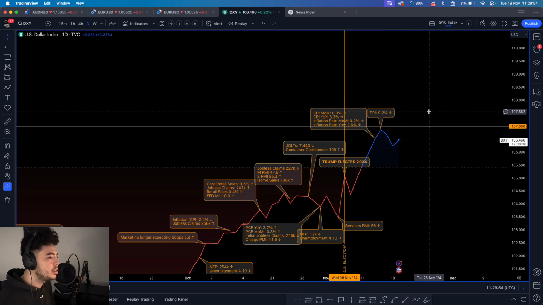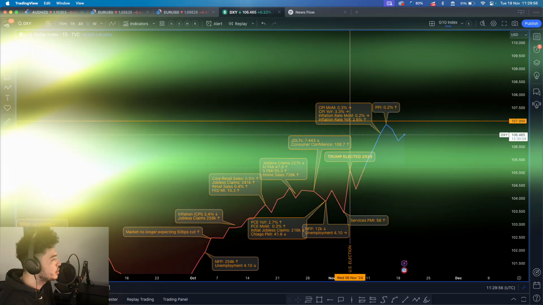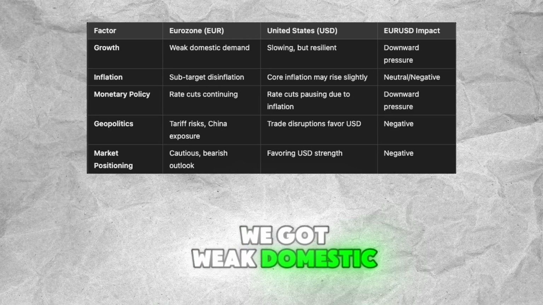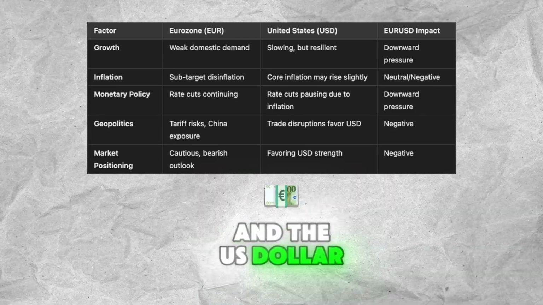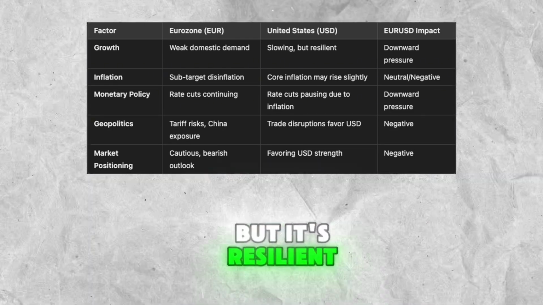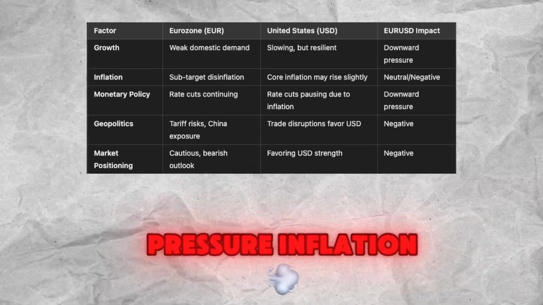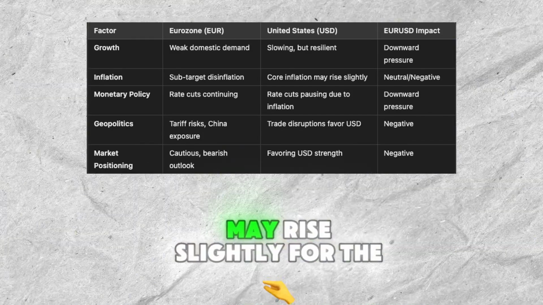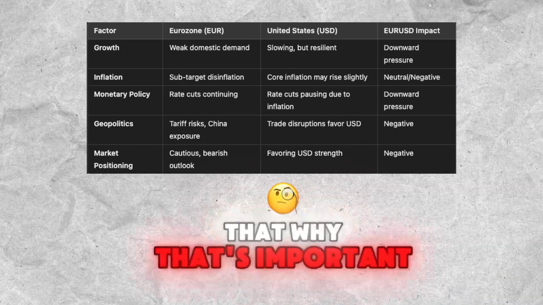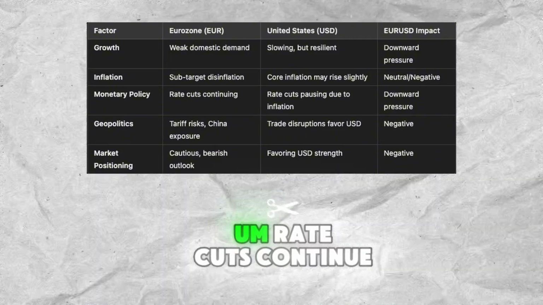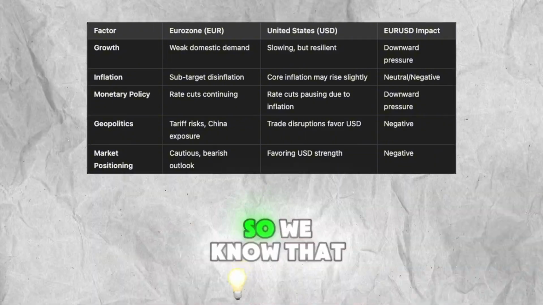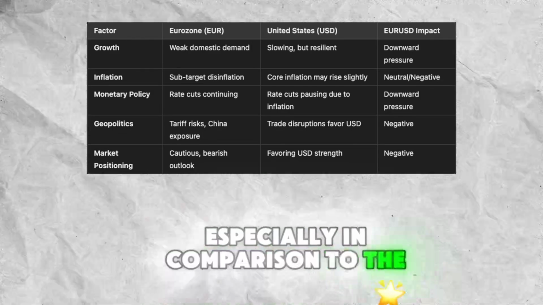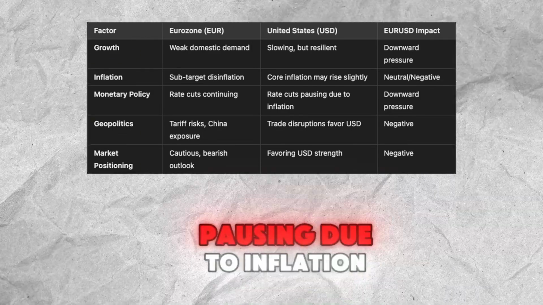The reason I'm saying no is because we've got a few economic factors here. If we look at growth for the Eurozone and the United States, we've got weak domestic demand for the euro, and the US is slowing, but it's resilient, and this is applying downward pressure. Inflation, we've got sub-target disinflation for the euro. We've got core inflation that may rise slightly for the US dollar, and I'll go into why that's important in a second. Rate cuts are continuing for the Eurozone. We know that the ECB is cutting rates quite aggressively, especially in comparison to the Federal Reserve. We've got rate cuts pausing in the US due to inflation.